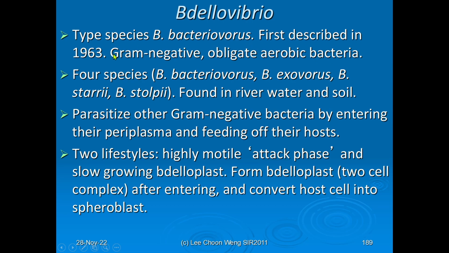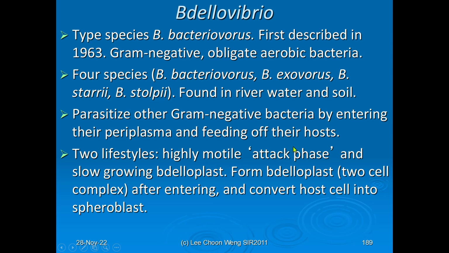First described in 1963, it is gram-negative and an obligate aerobic bacteria. There are now 4 species found in this genus, and they are mostly found in river water and soil. They parasitize other gram-negative bacteria by entering their periplasm and feed off their host. So there are 2 lifestyles: the highly motile attack phase and the slow-growing Bdelloplast phase.